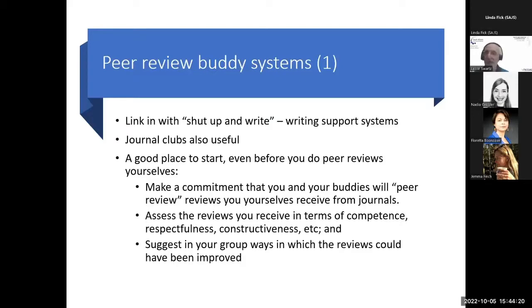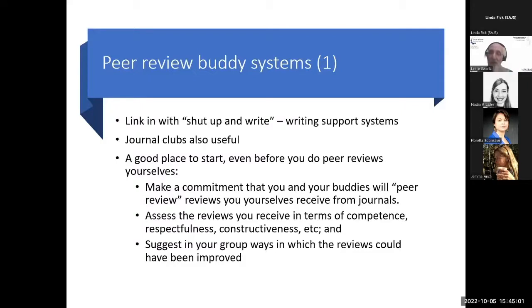It's also very helpful to be a member of a journal club where you and colleagues are looking at, reviewing, and discussing methodologies in journals in your field. But with a peer review buddy system, even before you actually start doing actual peer reviews, you and colleagues in your field will peer review the reviews that you've got from journals. So if I'm part of a buddy system, I send something to a journal, I get reviews back. They may think I'm great, they may reject.